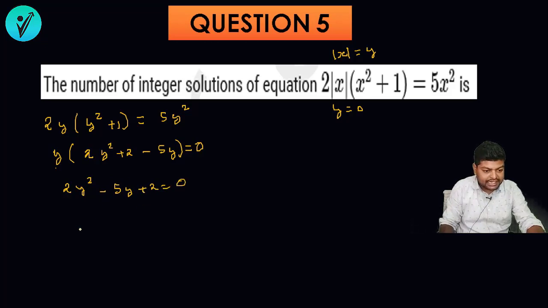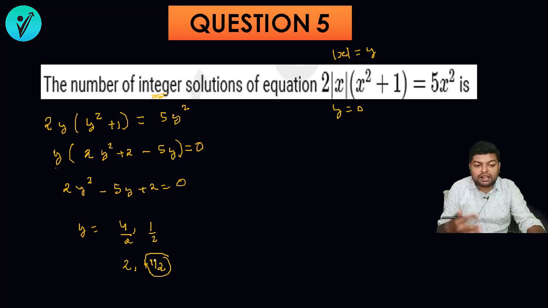When you solve this quadratic equation, I need a plus 5 and a 4, so it will be 4 and 1, right? Yes, 4 and 1, divided by 2. So the value of y is either 2 or half. But clearly the question says we have to take integer solutions, and half is not an integer value, so we'll not consider it. So the acceptable values of y are 0 or 2.